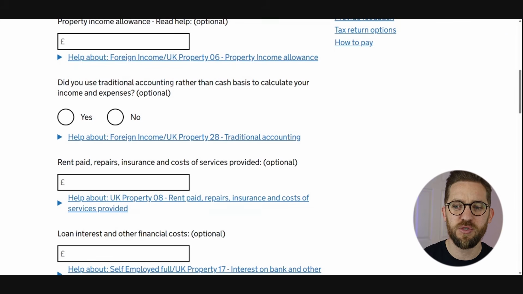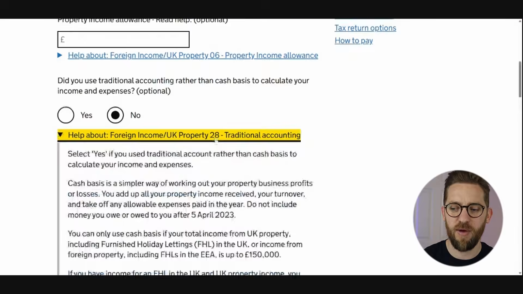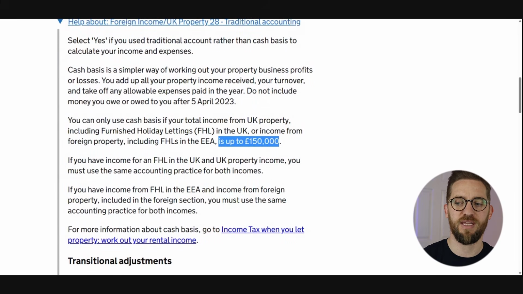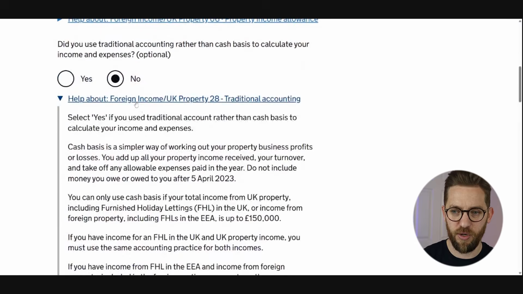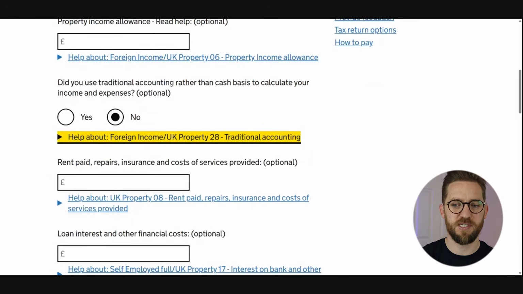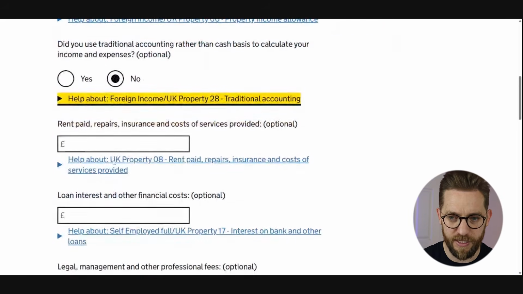So did I use traditional accounting? I'm going to say no, because I'm using the cash basis. Just be warned, there are some criteria. Again, all your criteria can be found in here. So you can only have income up to £150,000 from your furnished holiday lets to qualify for the cash basis. Otherwise you'll be forced onto traditional accounting.